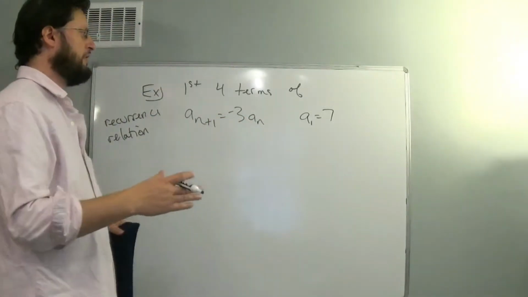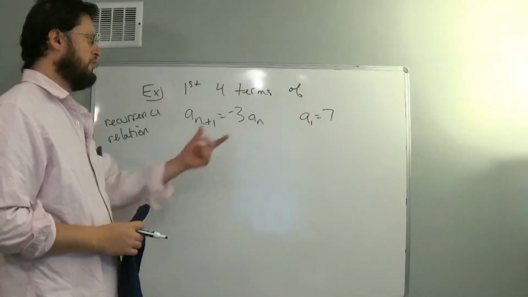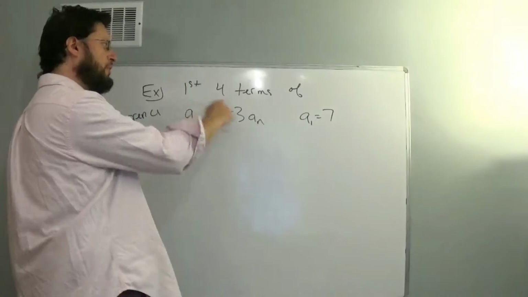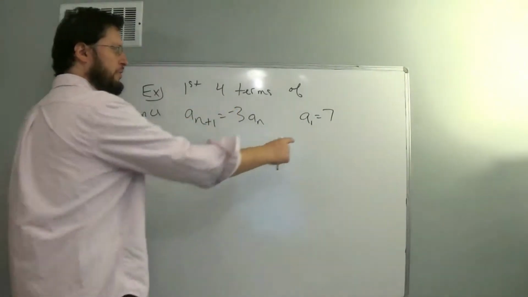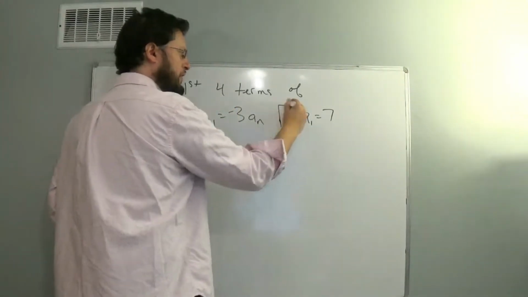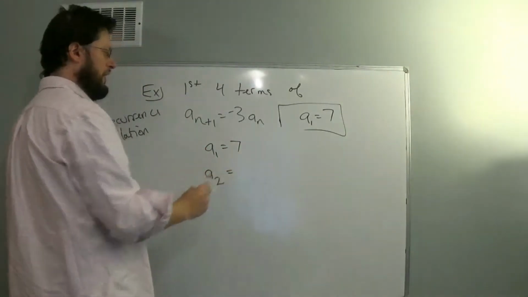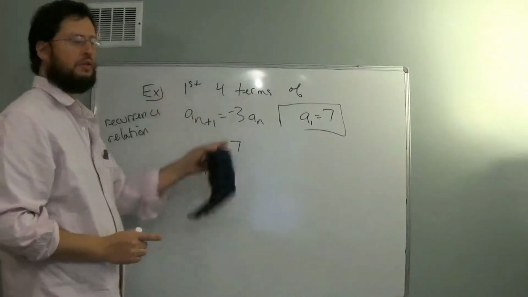But we'll see that we can use this to find the explicit formula in some cases. But in this example, all we want is the first four terms. We also are told the starting value. Since a1 is 7, then a2 I'm going to get by using this recurrence relation.